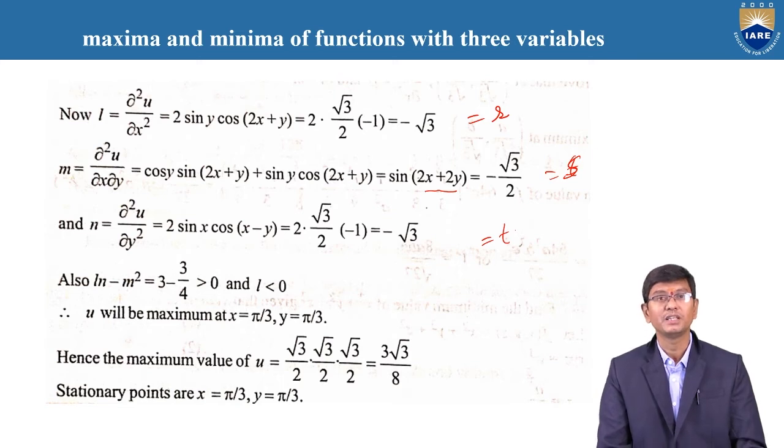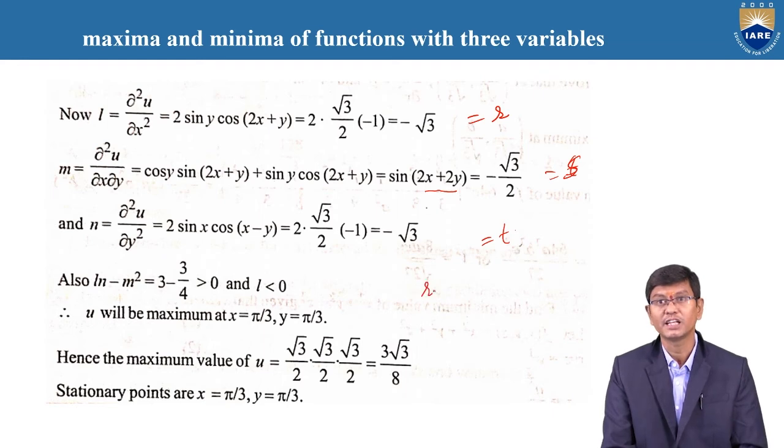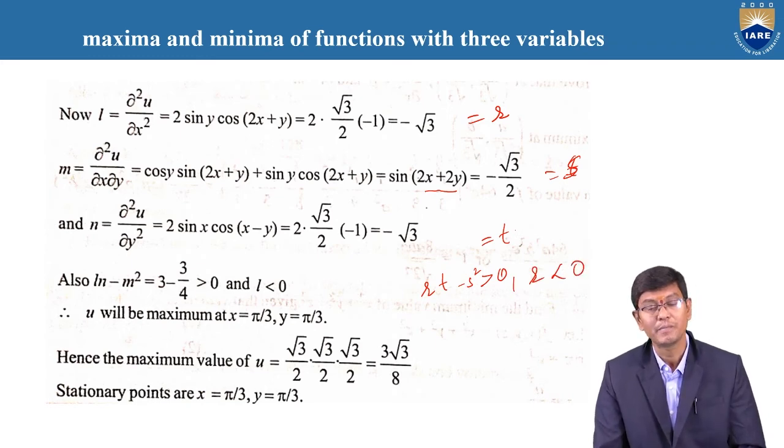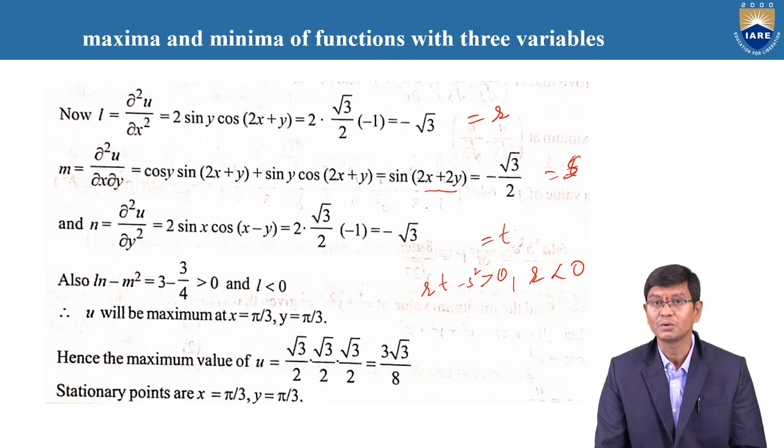Therefore, by using this condition, when we apply it, the condition is RT minus S square is greater than 0, as well as R is less than 0. That is nothing but LN minus M square is greater than 0, as well as L is less than 0. Therefore, the function is said to have a maximum value at the point x is equal to pi by 3, y is equal to pi by 3.